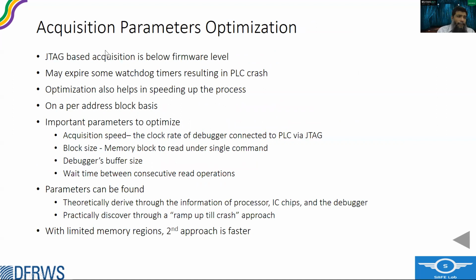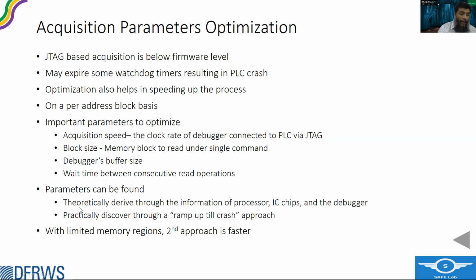The next step is to optimize the acquisition parameters. As JTAG-based acquisition is below the firmware level, it may expire some watchdog timers, resulting in a PLC crash. As a matter of fact, the optimization also helps in speeding up the process. It should be performed per IC, or more specifically per address block region. The parameters that we should optimize include acquisition speed, block size, the debugger's buffer size, and the wait time between consecutive read operations.